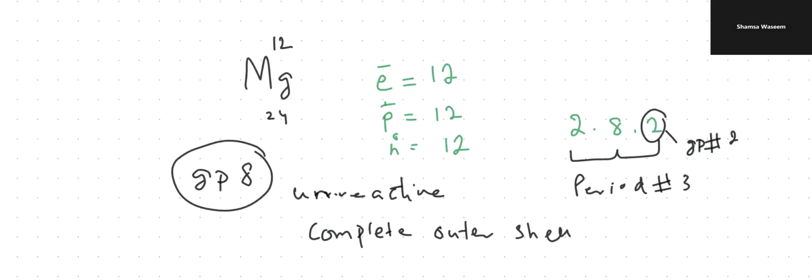Now, every element tries to behave like a noble gas because they want to get stable. They want to have a complete outer shell. So for that, they lose electrons or gain electrons or share electrons, so they are going to form ions. Let's move to the next. Your work right now is, starting from proton number 1 to 20, you need to draw the electronic configuration and deduce the group number and the period number.